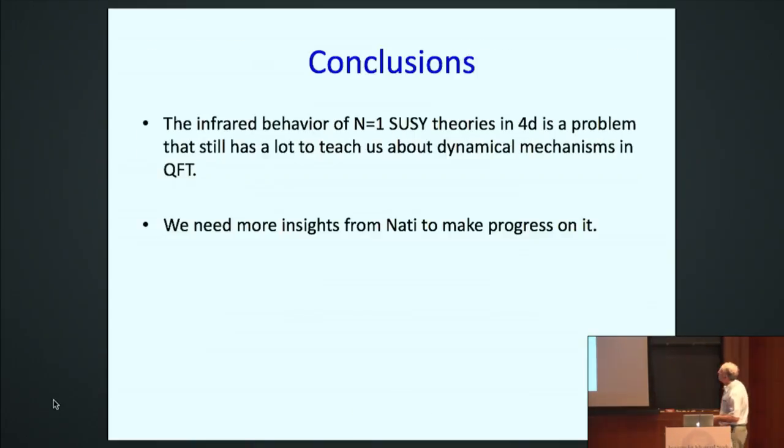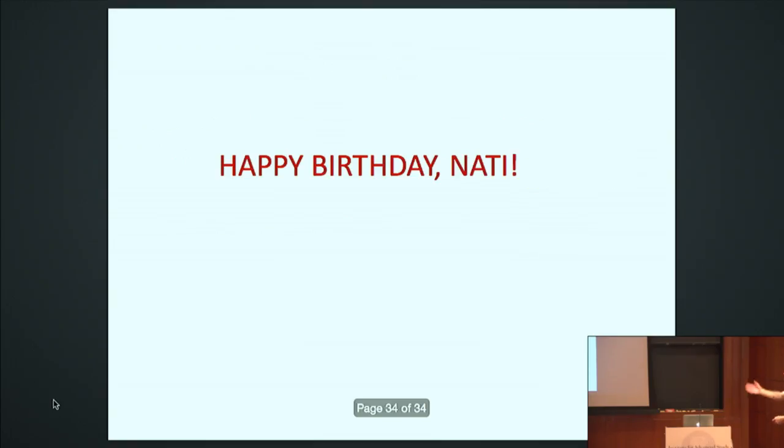So here are the conclusions of this talk. I would say the most important conclusion is that it's clear that the infrared behavior of this class of theories that we know a lot about today is not really a finished problem, even qualitatively. And I think there are some dynamical mechanisms that we still haven't understood there. And one of the reasons I'm talking about this here is that hopefully in the next 60 years, Nati will find some time to work on this as well, among the other things. So let me join everyone else, wishing you a happy birthday, and stop here.